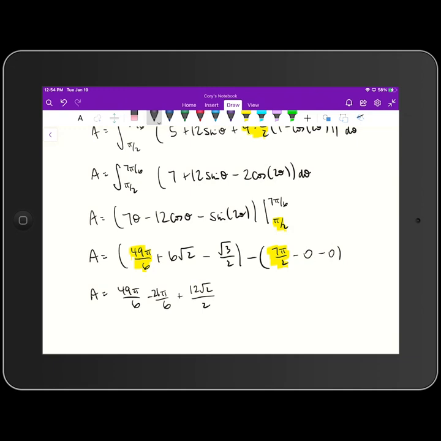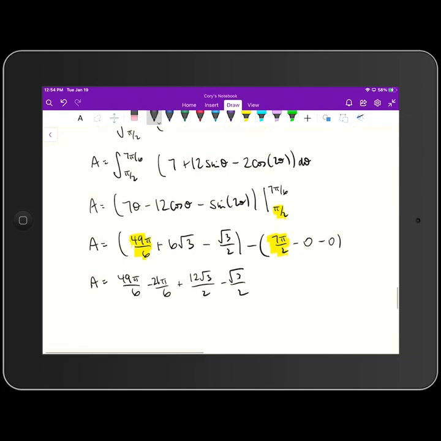I'm sorry. That shouldn't be rad 2. That should be rad 3. This should be rad 3. I probably said it and wrote it down wrong. So that should be 6 rad 3. So it should be 12 rad 3 over 2 minus rad 3 over 2.